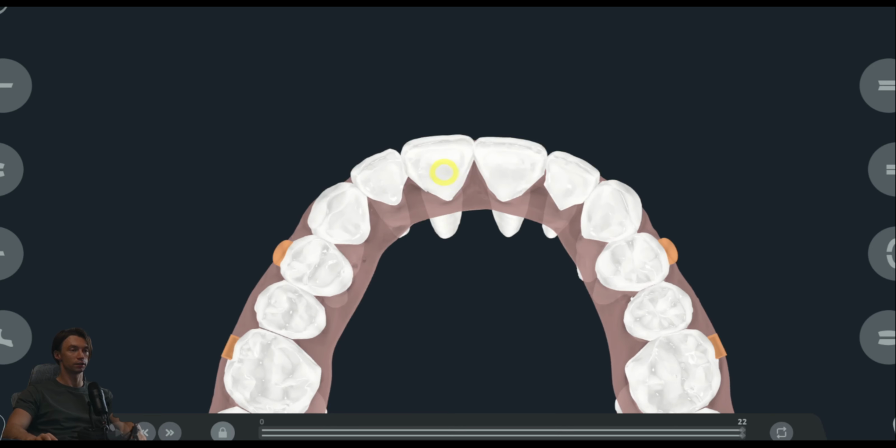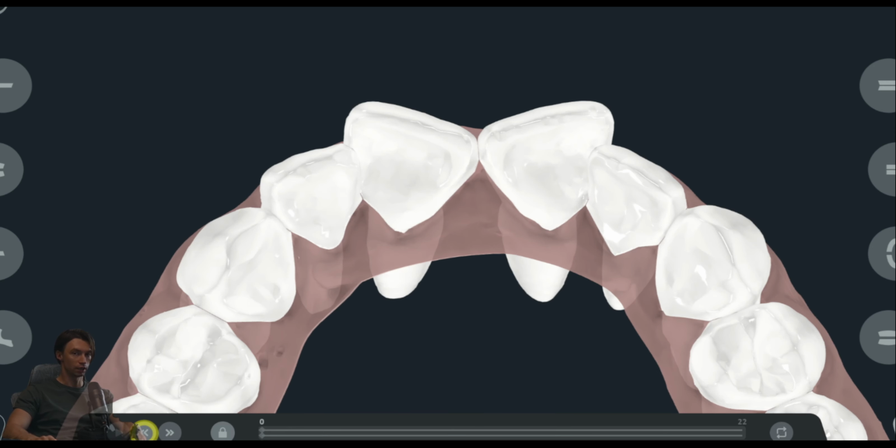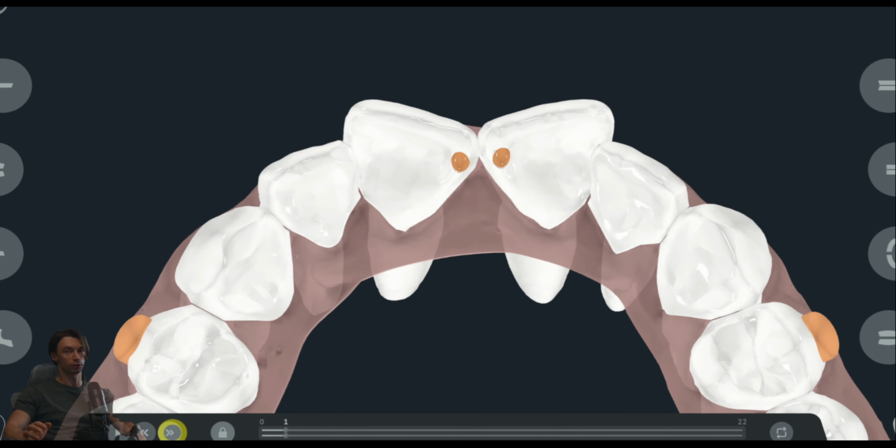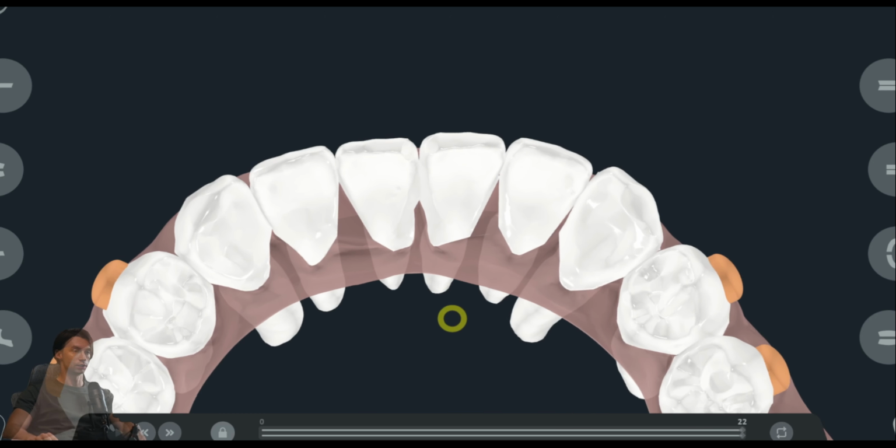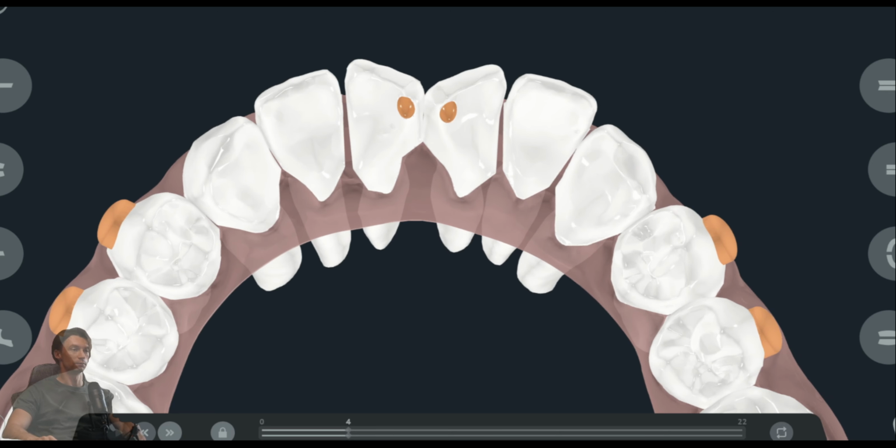The upper right central incisor was initially more palatal compared to the left one, so we need to position it the other way around, slightly more labially. We apply the same logic to all the other teeth as well. Now let's look at the lower jaw. Here it is the same approach.